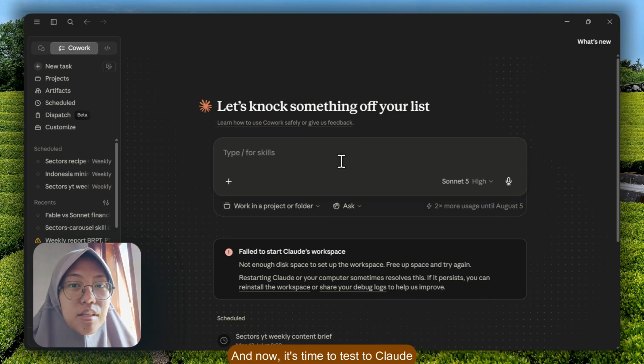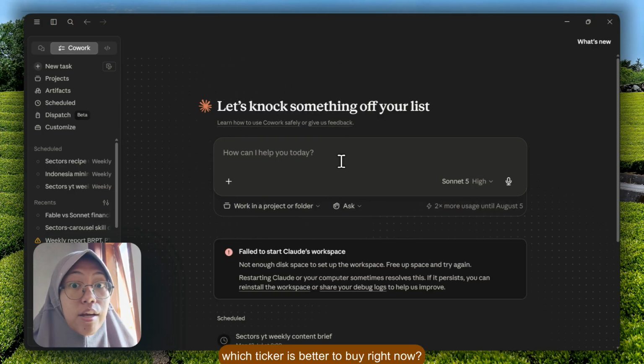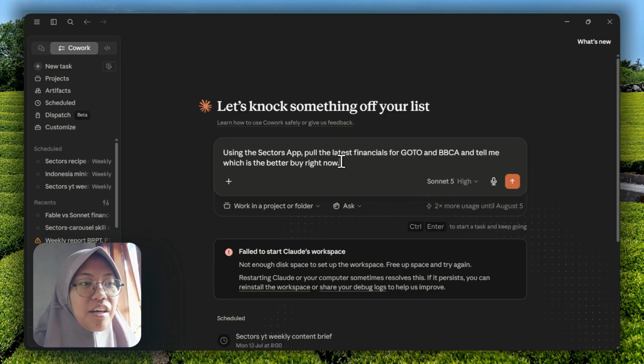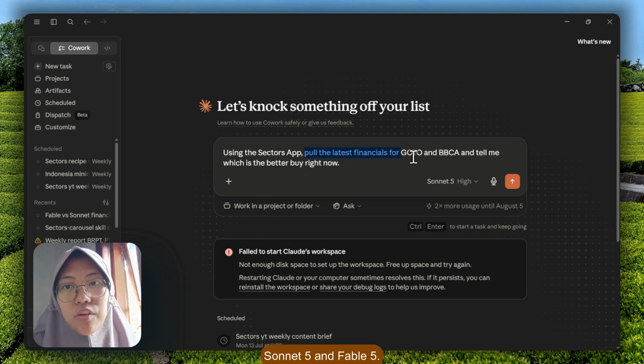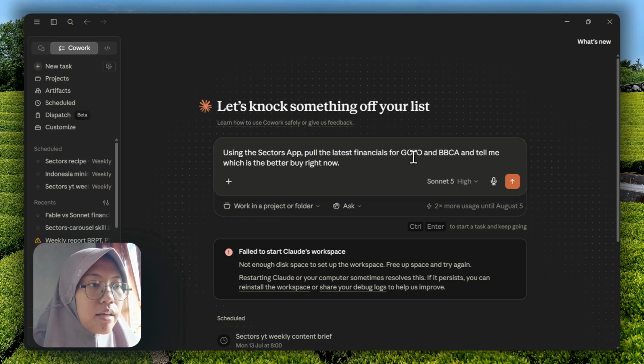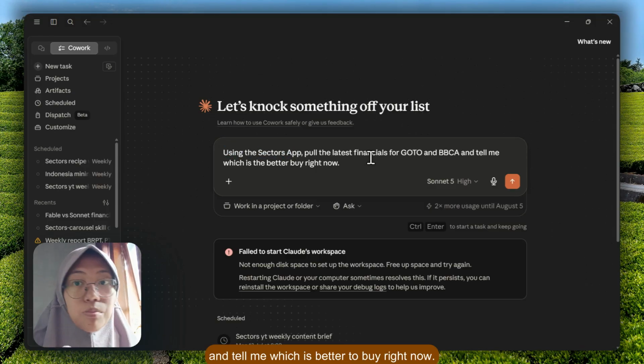And now it's time to test two Claude AI models, Fable 5 and Sonnet 5, to analyze financial data from the IDX. We will use the same prompt for both models. We will ask Claude to give its advice on which ticker is better to buy right now. Is it GoTo or BBCA? So let's get started. Okay, so now I'm going to use the same prompt for both models, Sonnet 5 and Fable 5, and I will ask Claude to pull the latest financials for GoTo and BBCA and tell me which is better to buy right now.